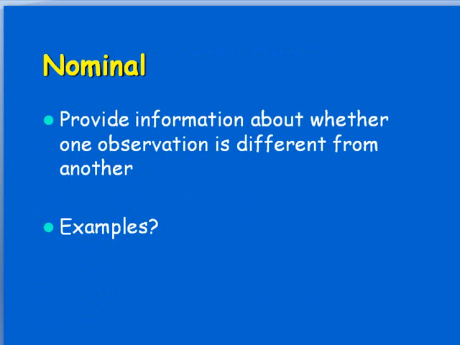Nominal provides information about one observation, whether one observation is different from another. It doesn't provide information whether one observation is greater or less than another observation. An example is favorite color. Blue is not greater than purple, that kind of thing. And if you will, pause your tape, and come up with some other examples that you can think of.